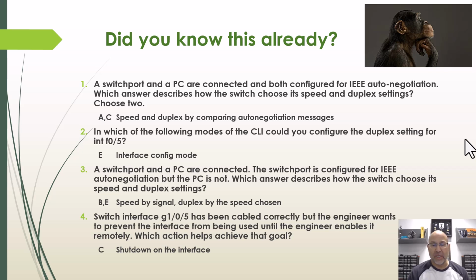Switch interface gig 1/0/5 has been cabled correctly, but the engineer wants to prevent the interface from being used until the engineer enables it remotely. This was for the weekend work that was going to be done. Which action helps achieve that goal? Well, one of them was disconnect the cable, but if you're remote, then you can't reconnect the cable. So the answer here is that you have to go in and shut down the interface. Then when you remote in, assuming you're not remoting in via that port, you would do a no shut on the interface.